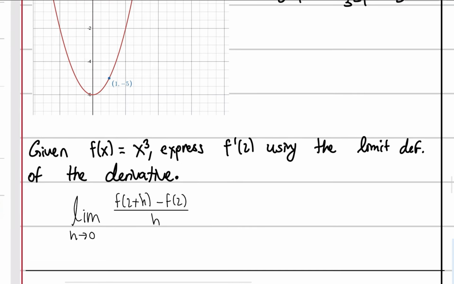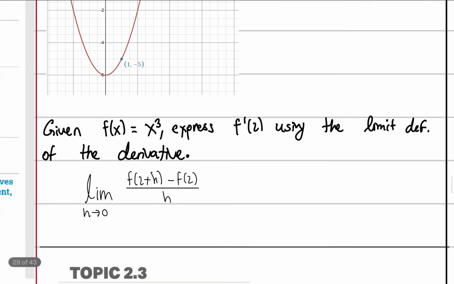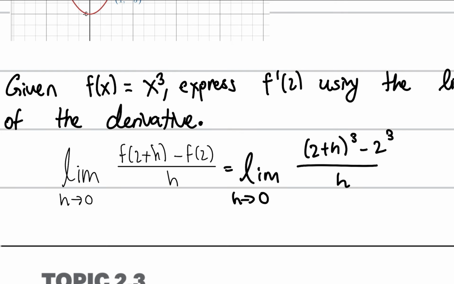And the other one, given f of x is equal to x cubed, express f prime of 2 using the limit definition of the derivative. Remember, our c is equal to 2, so we're going to write the limit as h approaches 0 of f of 2 plus h minus f of 2 over h. And this is the limit as h approaches 0 of 2 plus h cubed minus 2 cubed over h.